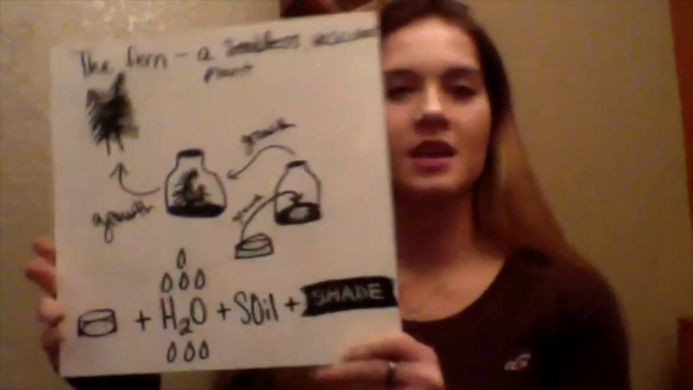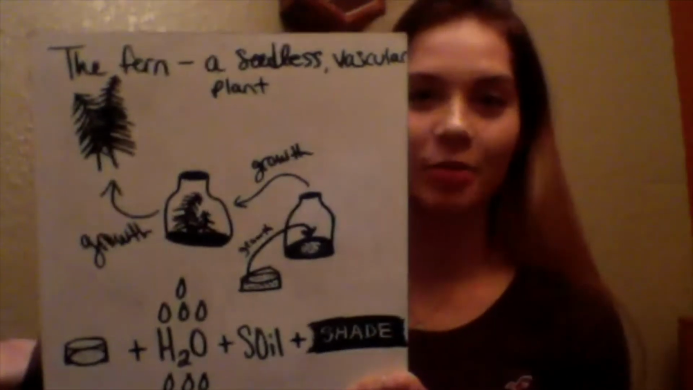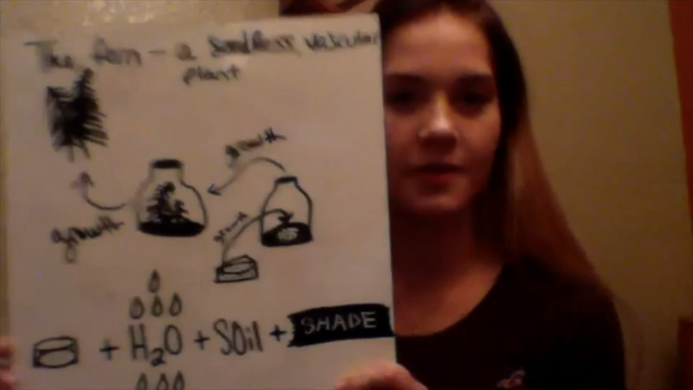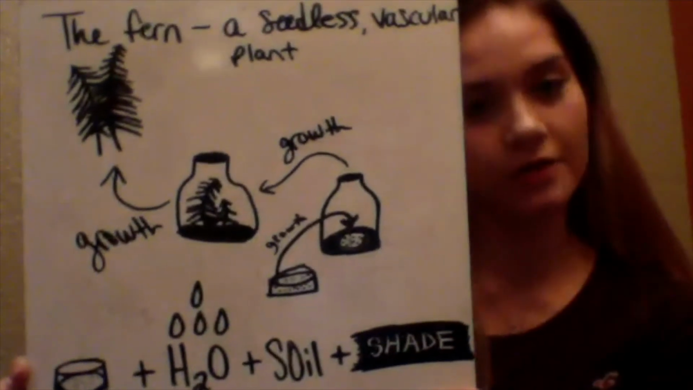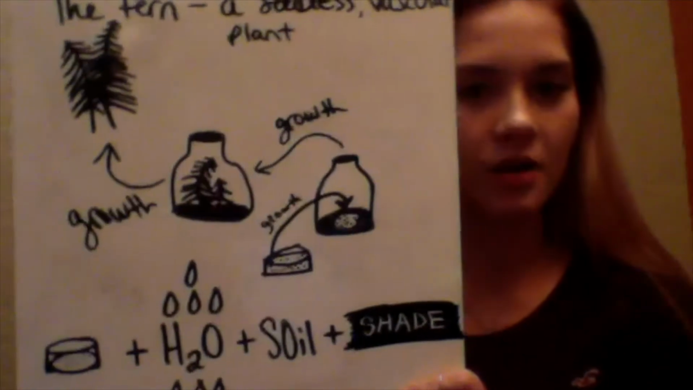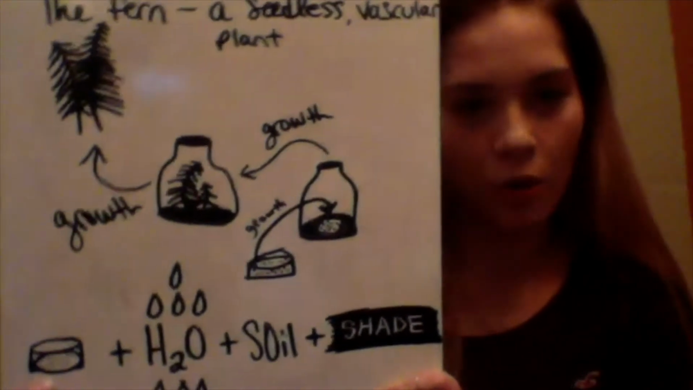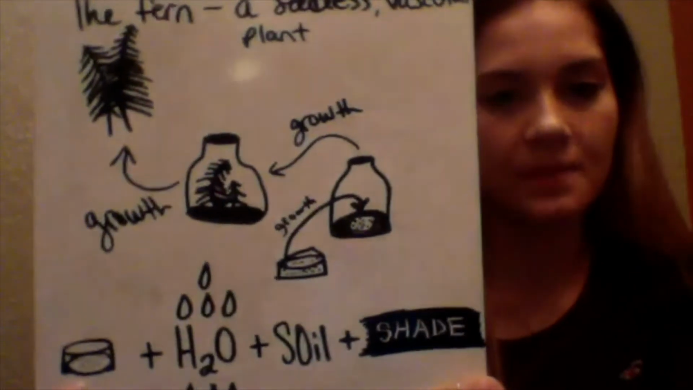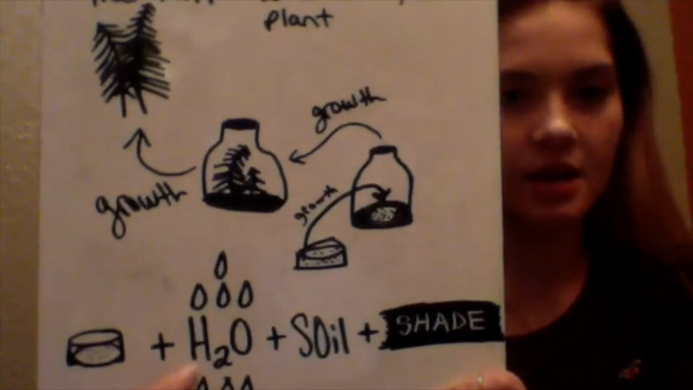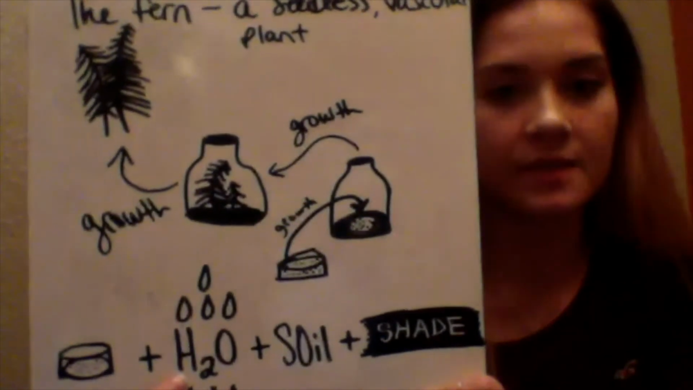Now we're going to talk about how to grow a fern properly. So I drew another diagram. The fern, a seedless vascular plant, like we already discussed earlier. So our project was to grow ferns from spores. Alright, so I made the little steps down here. It starts with the spores in an agar plate in a petri dish. Alright, so you need that. And then you need to add water because they really like moist environments.